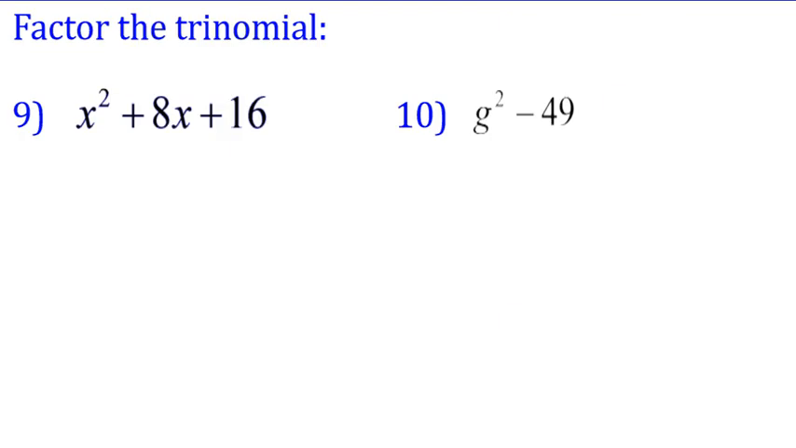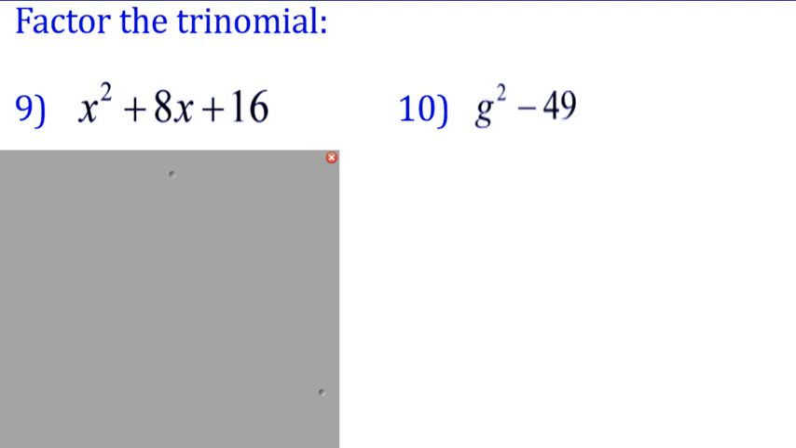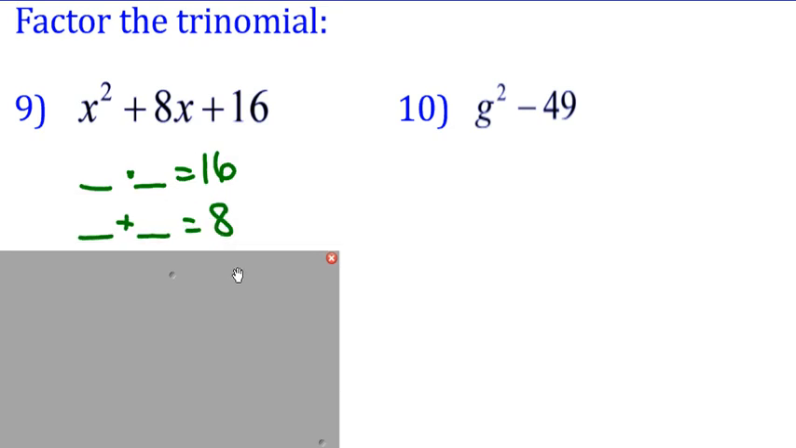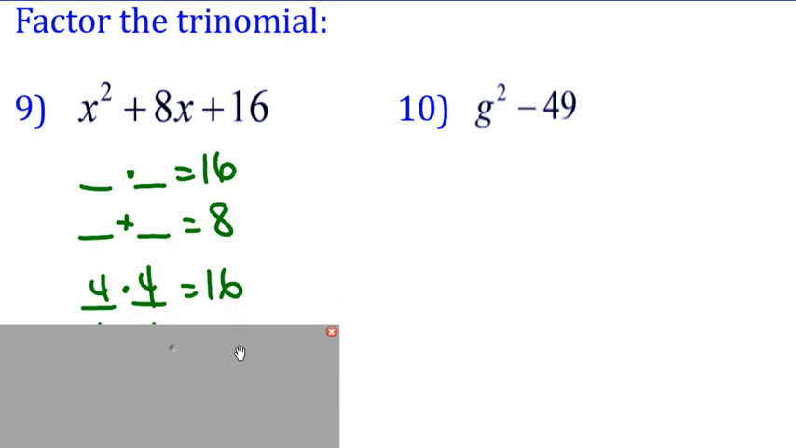Let's try these. Can you factor your trinomials? So again, the greatest common factor is 1. The leading coefficient is 1. So we can think of our number pattern. What times what is 16, and what plus what is 8? I know 2 4s would make that happen.